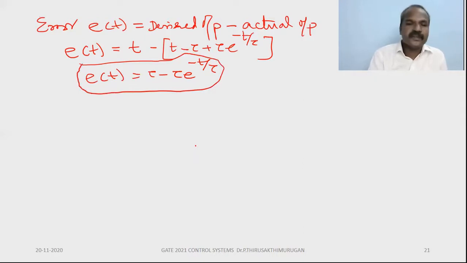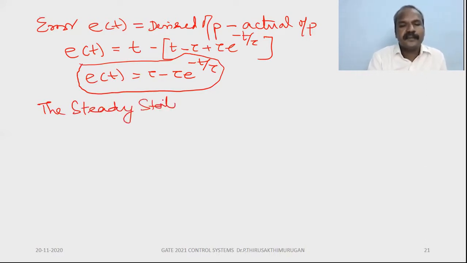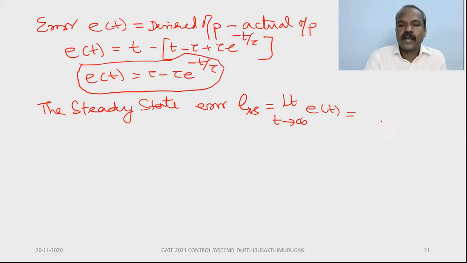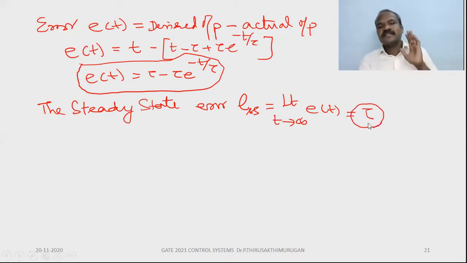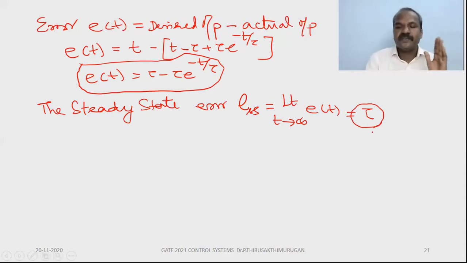Clear? So the steady state error, ESS equal to limit t tends to infinity of E of t. So what is that? If you apply the limit here, we will be getting tau. So the steady state error is nothing but the time constant of the system. That is called the steady state error. Understand? So steady state error is the time constant.